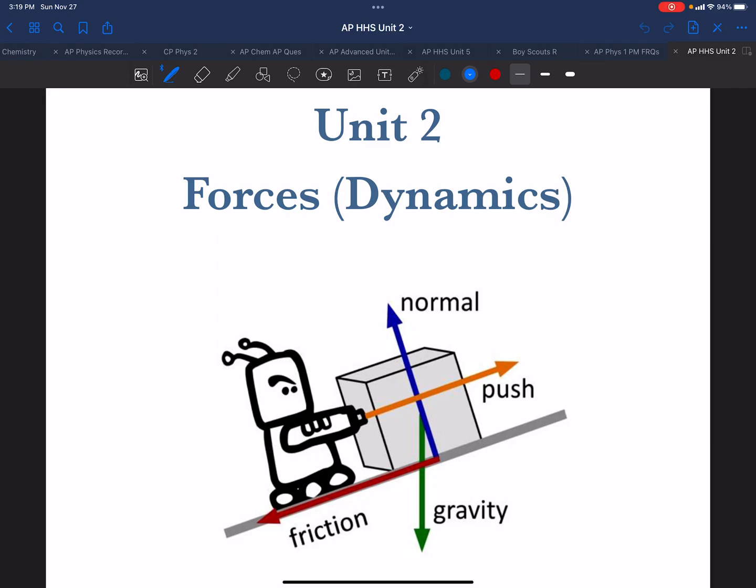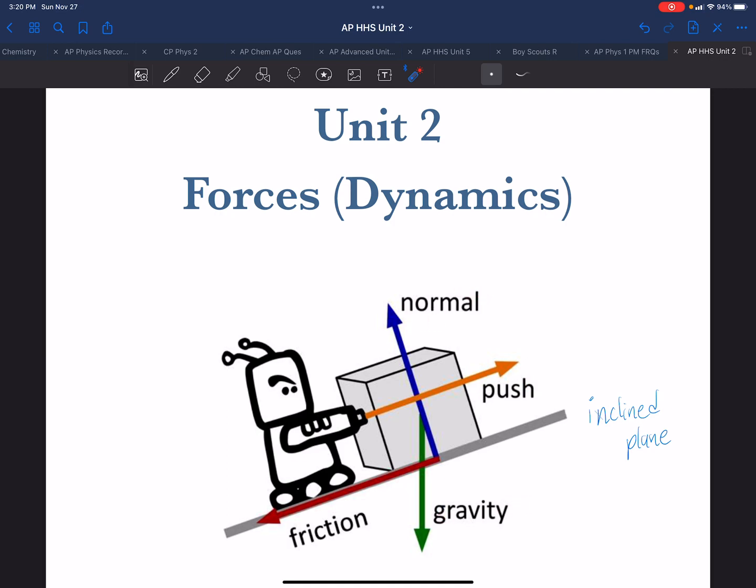Hello and welcome to this Introduction to Forces, Unit 2 in AP Physics 1. What this diagram illustrates here is there is this character, this person, on something we call an inclined plane. And on this inclined plane, the student is pushing on this box, and we can see there's a number of different forces. Some of them you recognize, friction and pushing force and gravity, and there's this other one called normal.